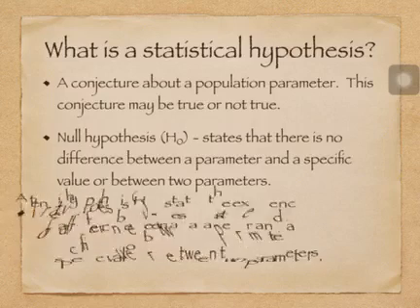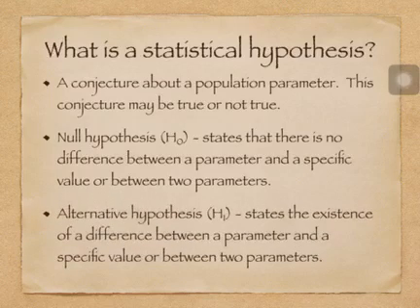Then we have what we call the alternative hypothesis. It states the existence of a difference between a parameter and a specific value or between 2 parameters. It is denoted by symbol H sub 1, or in some books you can see it's H sub A. It is also the hypothesis that sample observations are influenced by some non-random cause.